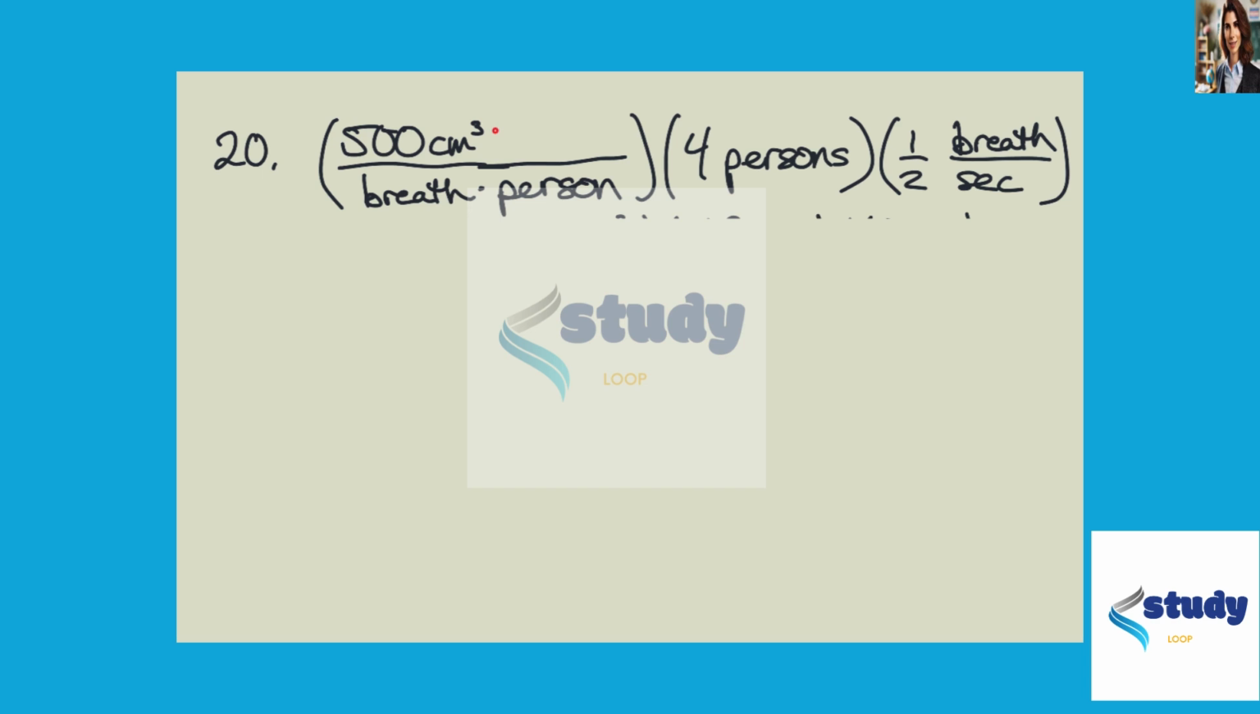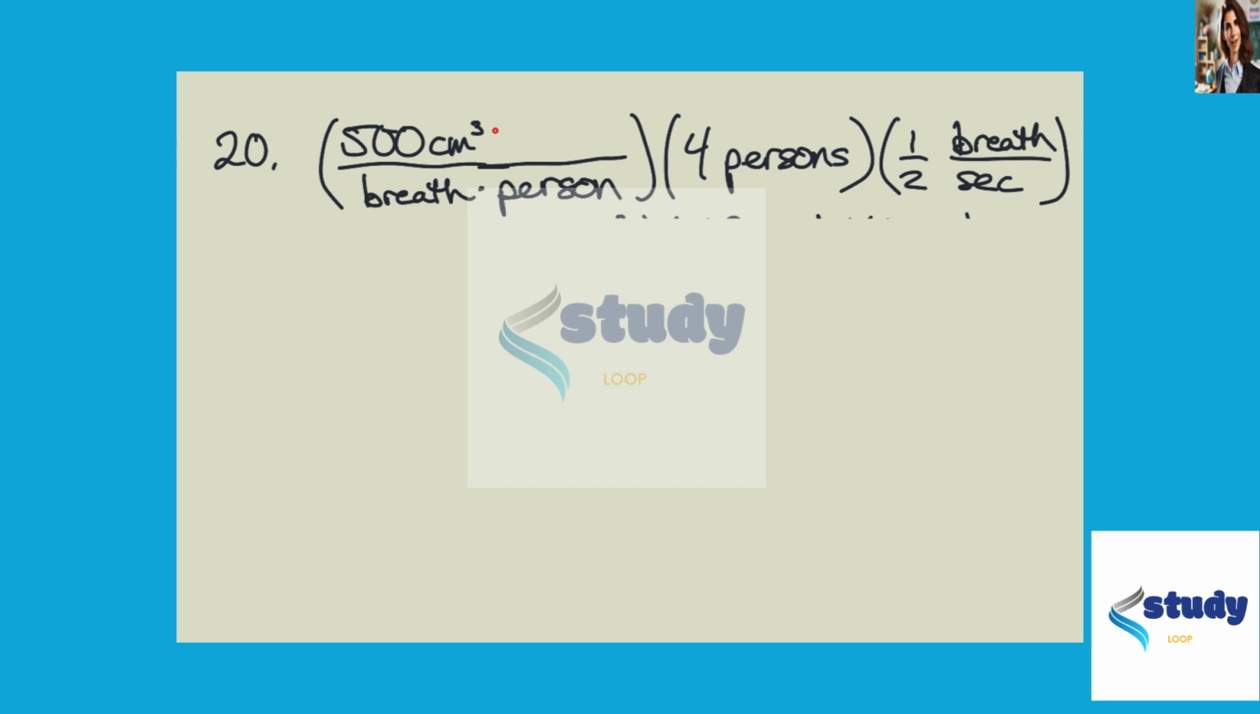So we're told 4 astronauts are in a spherical space station. If, as is typical, each of them breathes about 500 cubic centimeters of air with each breath, approximately what volume of air in cubic meters do these astronauts breathe in a year?